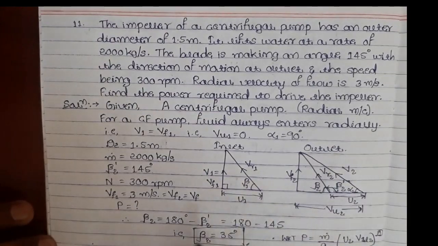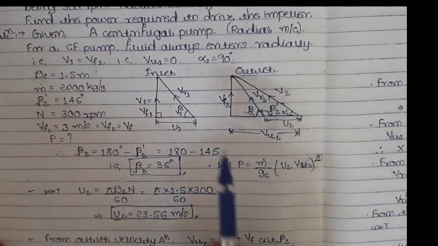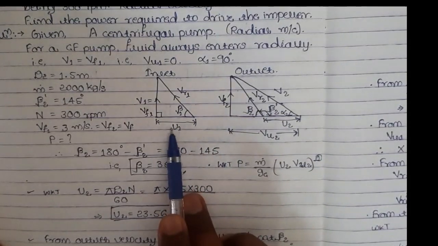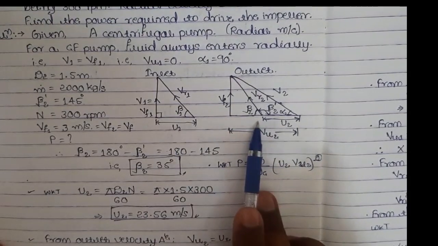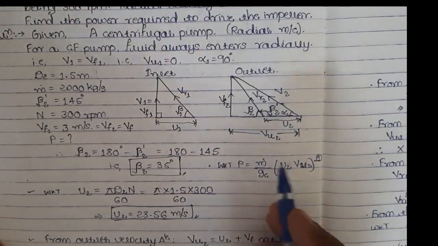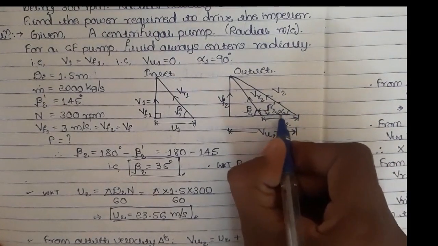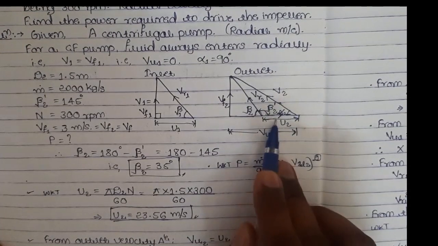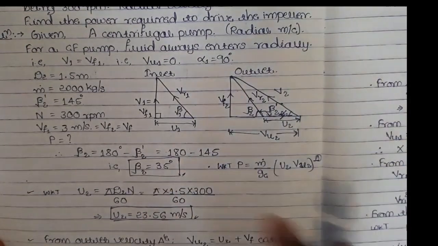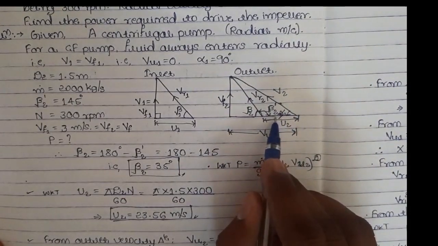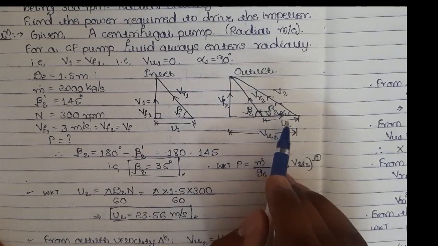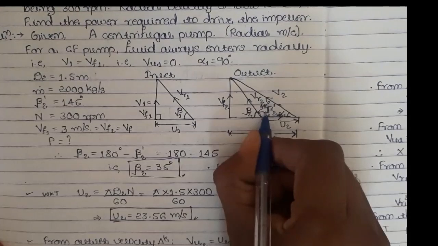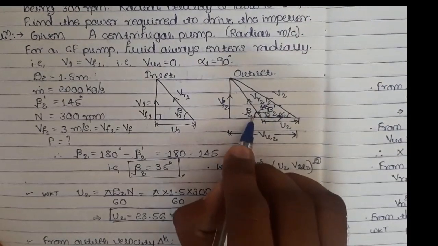So let me explain the triangles now. See here, as I told you, since the entry is radial, the inlet triangle gets modified like this. Coming to the outlet triangle, look at the direction of the U2 here. Okay, now the direction of U2 is towards the right, and with this direction, in the direction of motion, if you measure the angle beta 2, it is 145 degree. Okay, so this is beta 2 dash. But what is the angle of VR2? VR2 angle is beta 2.